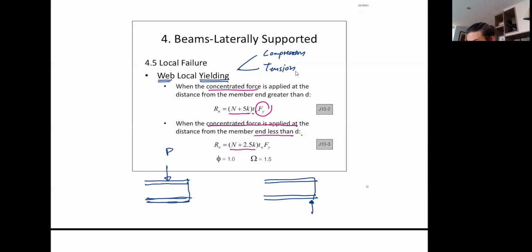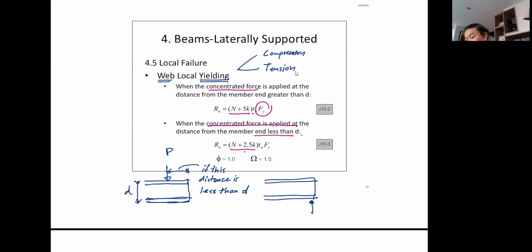Let's say if this is your P, and then this distance is less than d, and d is the depth of your beam, of course. So whenever the load is so close to the end of your beam that the distance from the end of your beam to the load is less than d, your capacity is down to this. So it's basically a half of 5K.